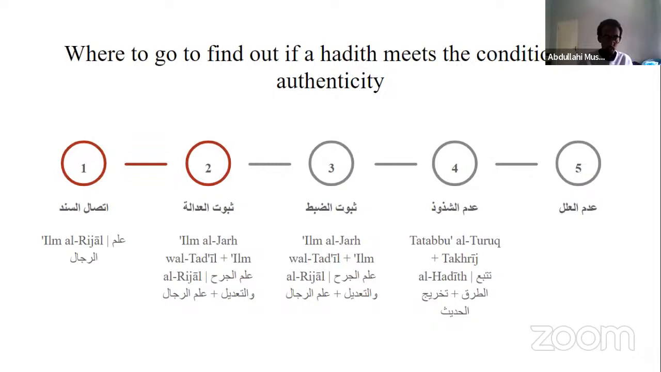The first condition being ittisal al-sanad, that the chain is connected. What is meant by the chain being connected is that each narrator must have been a contemporary and must have met and must have heard that particular hadith directly from the person that they're narrating from. Which means that we need to know the biographies of each narrator.